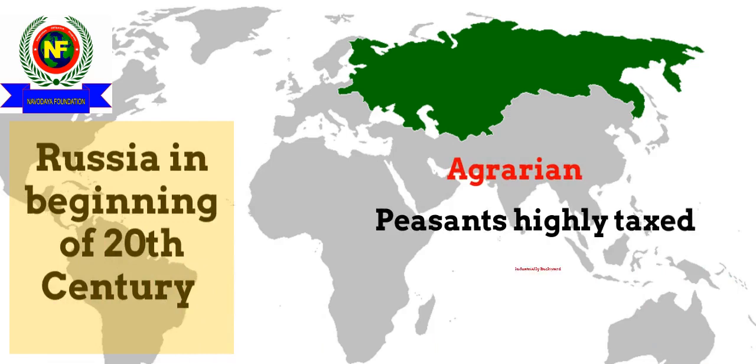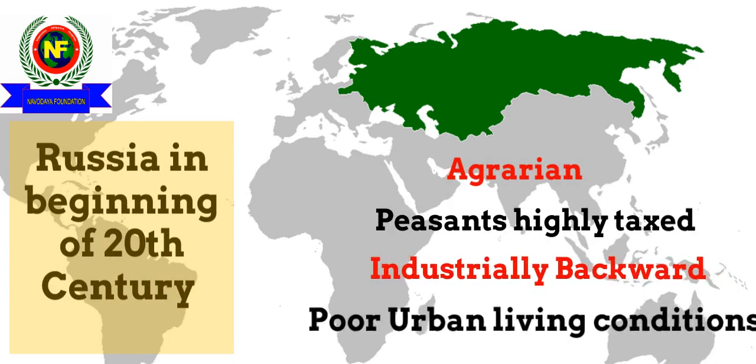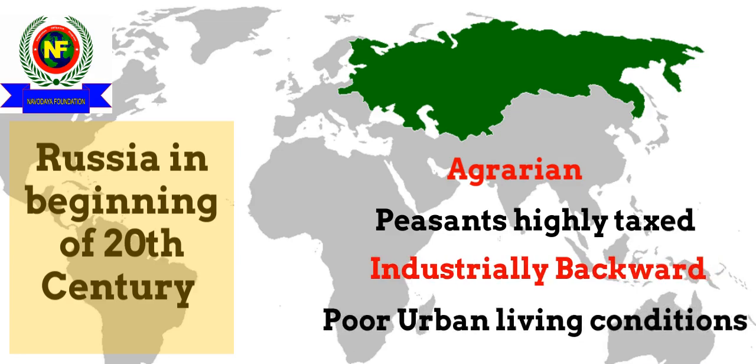Russia at the beginning was largely an agrarian country, and the peasants here were highly taxed. There was a dominance of aristocrats and clergy in the government. The industrial sector was very backward. The urban living conditions were poor and overcrowded.